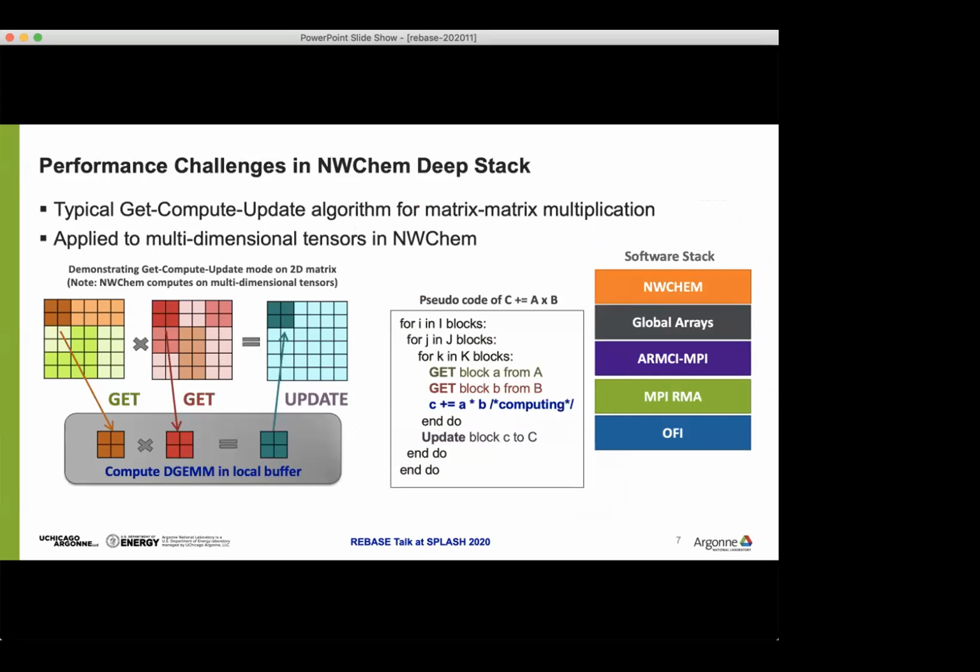All right, so now we are moving to the performance aspect of NWChem. NWChem really performs a typical computational pattern called get-compute-update. Most of the computation involved in NWChem is matrix multiplication, but the matrix is very big. And the matrix is actually a multi-dimensional tensor in NWChem. So in this picture, we just show a 2D matrix for simplicity, but you can consider it multi-dimensional, like 7-dimensional tensors in some tasks in NWChem too.